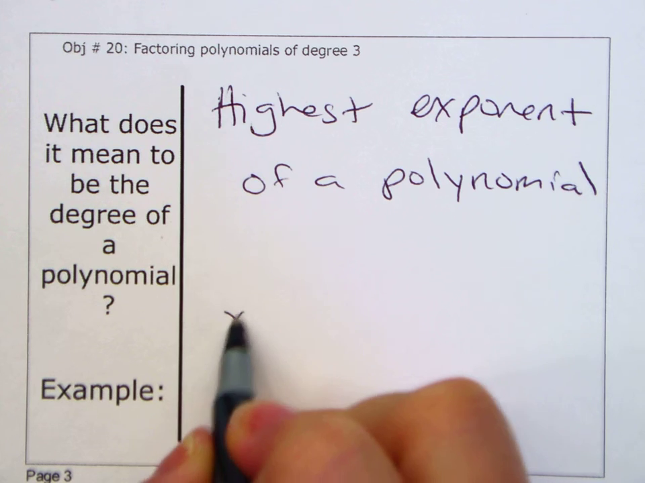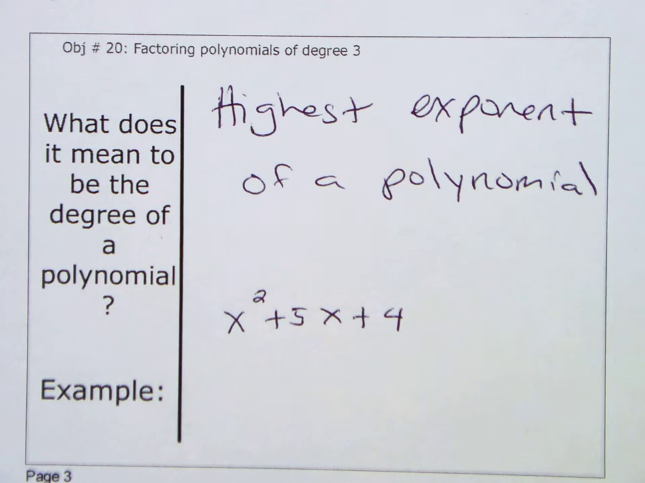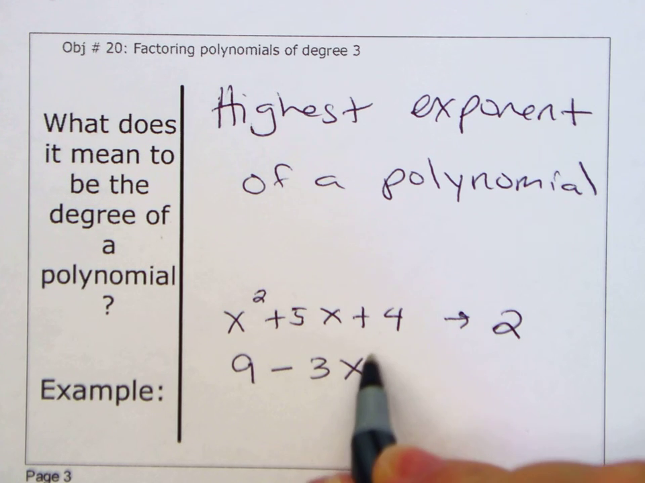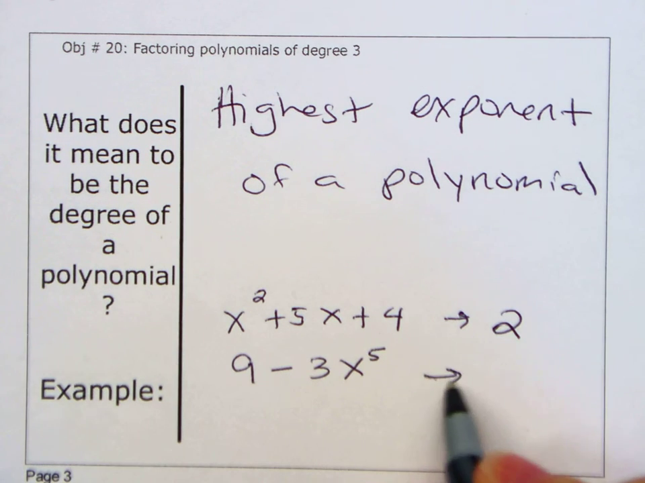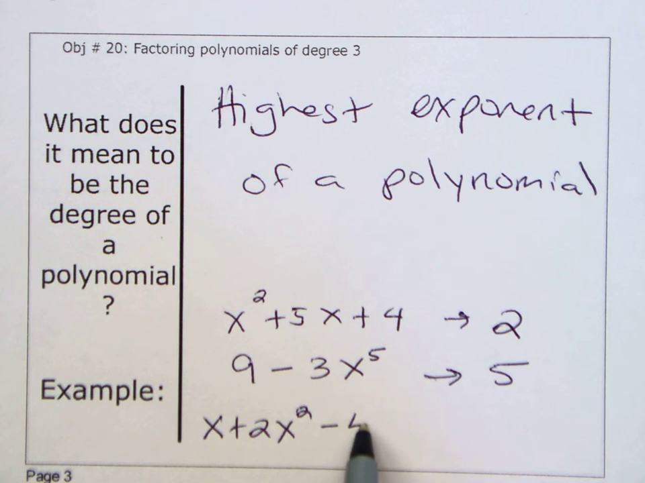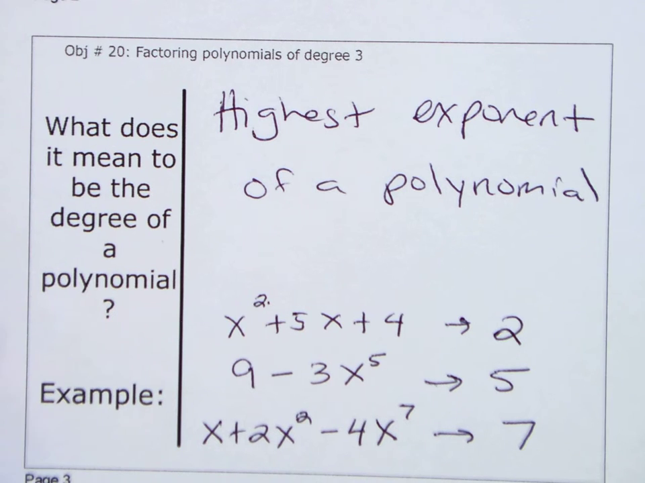So we've been dealing a lot with x squared. So x squared plus 5x plus 4. The degree of that is just 2. What would the degree be of 9 minus 3x to the fifth? It's just 5. All right. X plus 2x squared minus 4x to the seventh. 7. So you just look, what's the biggest exponent you see? 2, 5, 7. So today we're going to be factoring things with the highest exponent of a 3.